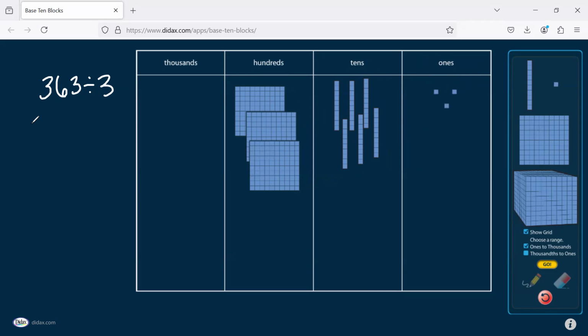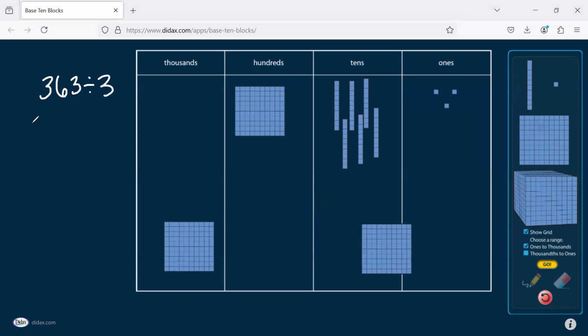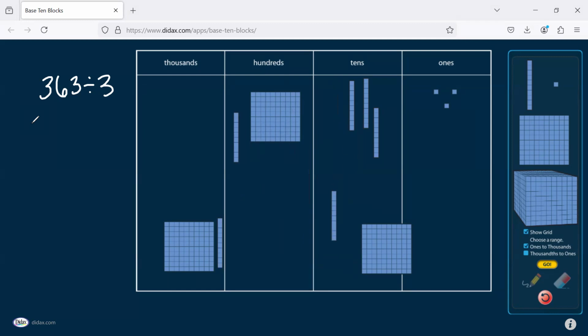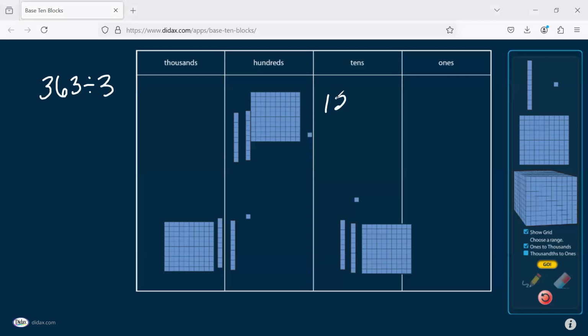So now, because we're dividing by 3, they're going to split these into 3 groups. So we're going to make 3 groups. And then we split all the 100s. So then we're going to split all of the groups of 10. And then we're going to split all of the 1s. And then they're going to count up what each group has. And it should be the same. So each group has 1 100. They have 2 10s and they have 1 left over. So 363 divided by 3 is 121.